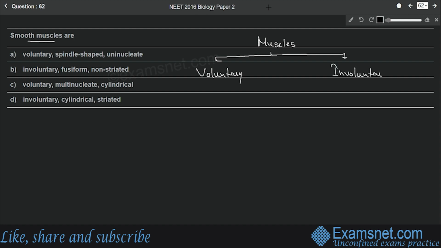As the name suggests, voluntary means these can be used according to our own will, or we can say these are under our control, whereas involuntary are not under our control. The example of voluntary muscles is skeletal muscle, that means the muscles attached to our skeletal system. So we can walk, we can stand up, we can lie down whenever we want. So these are voluntary. Whereas involuntary, there are two types of involuntary muscles.